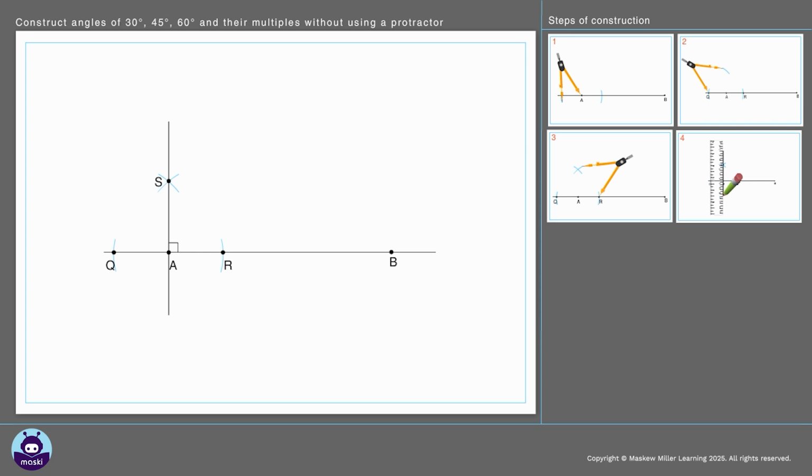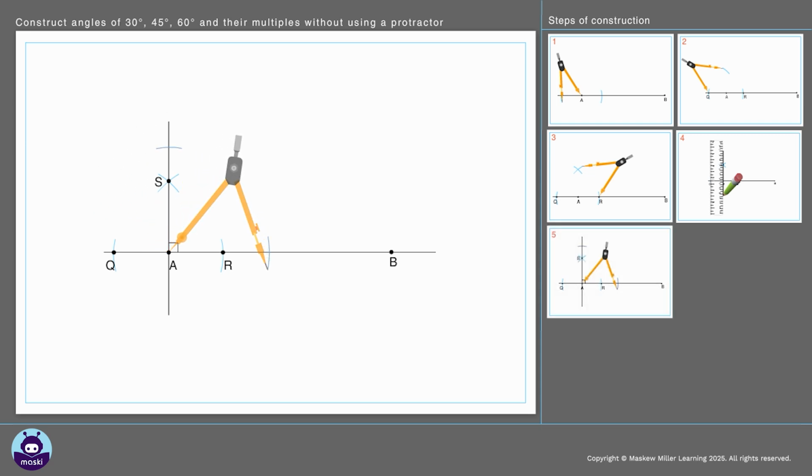Now we shall bisect the angle SAB. We place the point of the compass at A and adjust the width of the compass to draw arcs intersecting SA and AB at X and Y, respectively. Now we place the point of the compass at X and adjust the width of the compass so as to draw an arc inside the angle SAB.